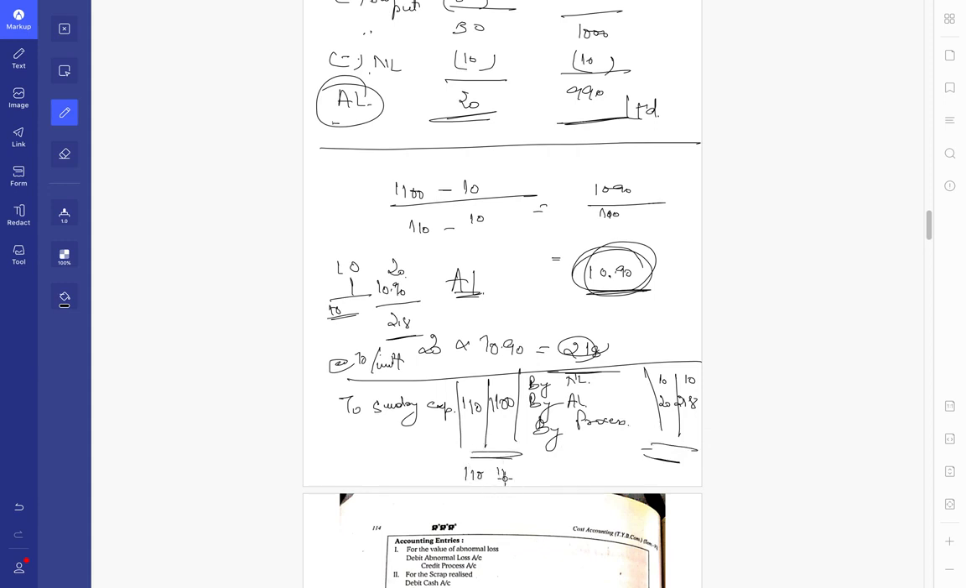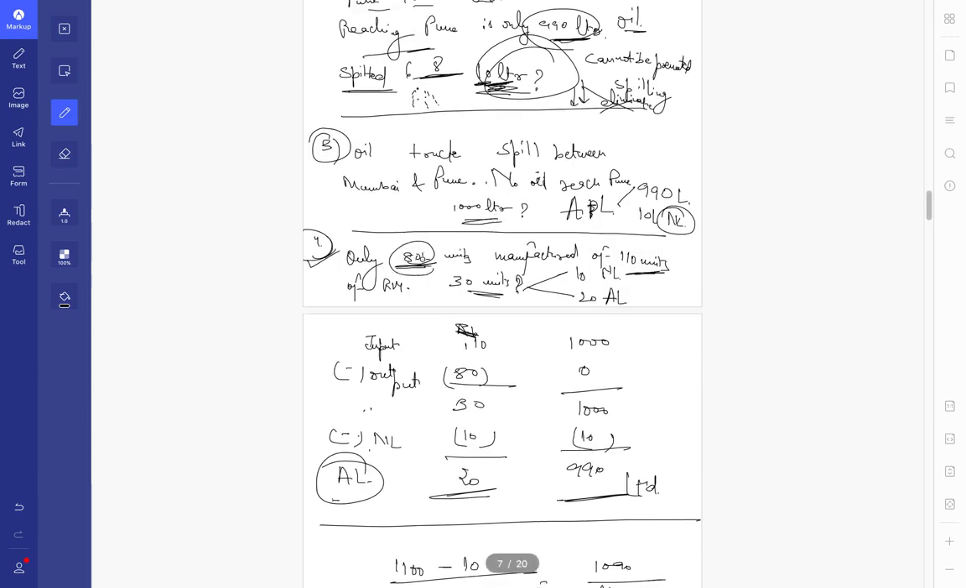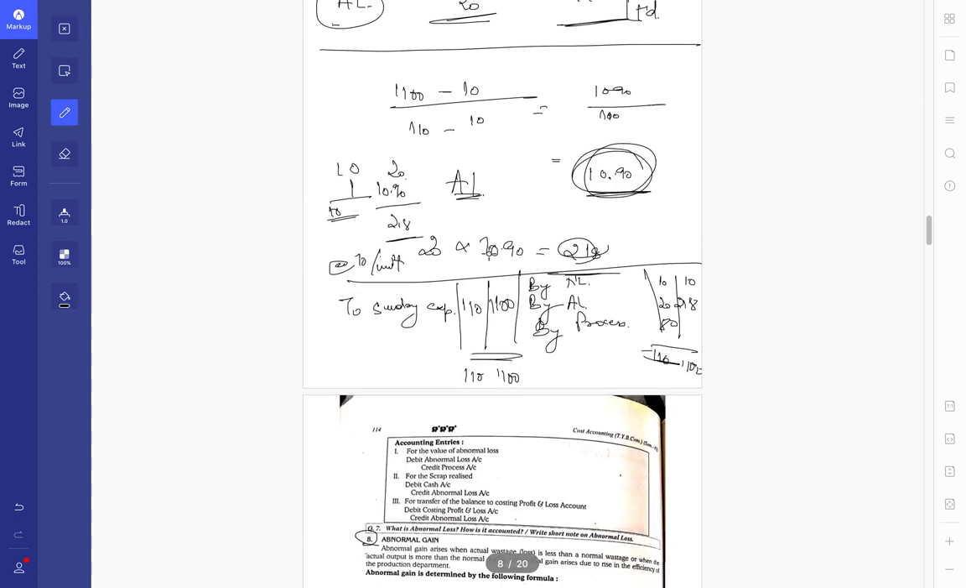110 units at 1100, that would be the total. Here also 110 units. Subtracting this we get 80, which we found out over here. 80 units manufactured to the next process. So what we do is 1100 minus 218 minus 10.